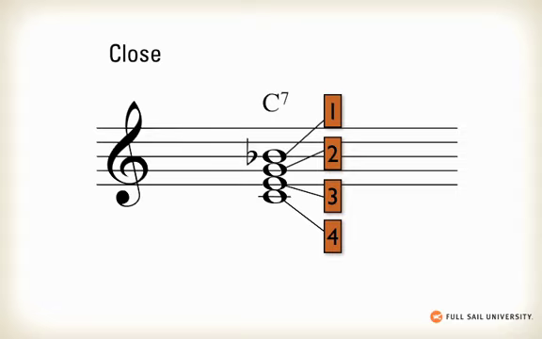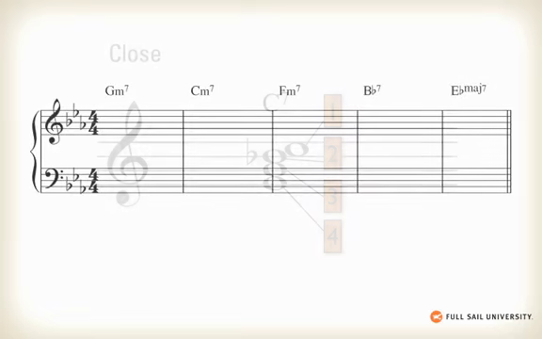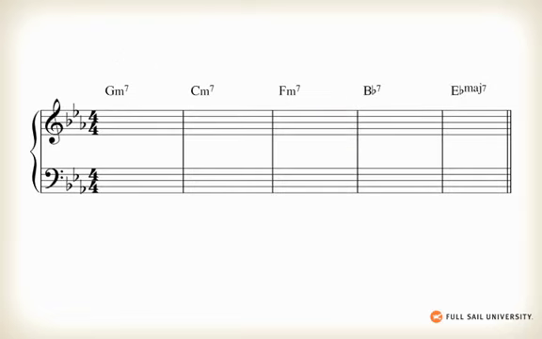This method remains the same, regardless of how the chord is arranged in the original close voicing. The highest chord tone is still 1, the next one down is still 2, and so on. Let's look at mechanical voicings in the context of a pad.